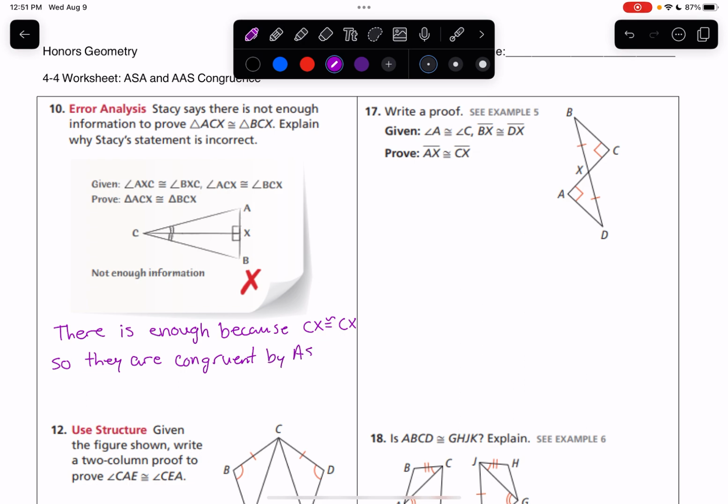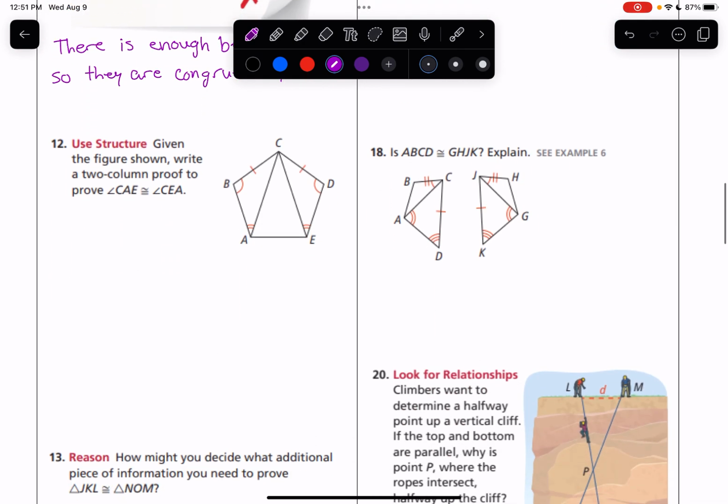Number 12, given the figure shown, write a two-column proof to prove that angle CAE, that would be this angle right here, is congruent to angle CEA. That'd be this angle right here. So we're showing that these two angles are congruent. So we'll make our T-chart. Add our statements. And our reasons.